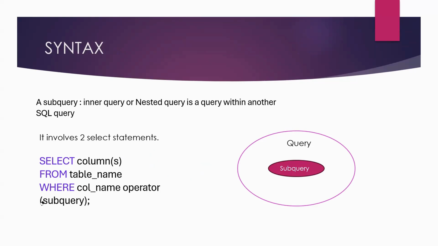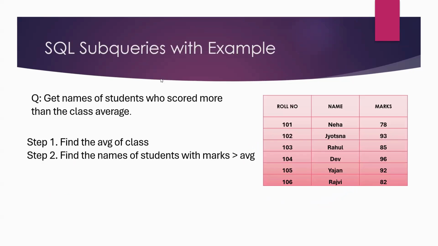Subquery is always written in parentheses. So this is the syntax of subquery. Then this is an example of subquery. In the first example we have a table which has roll number, name, and marks. We need to solve this question to understand subquery. The question says, get the names of students who scored more than the class average. To solve this, we need to find the average of the class first, and then find the names of students who are getting more than average marks.